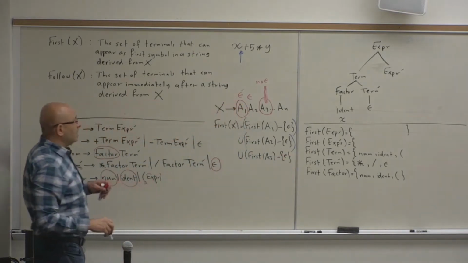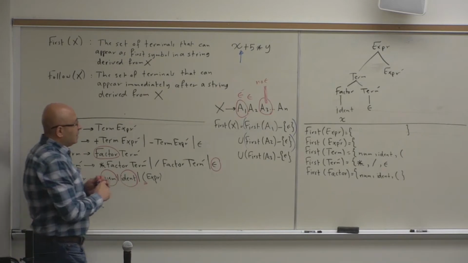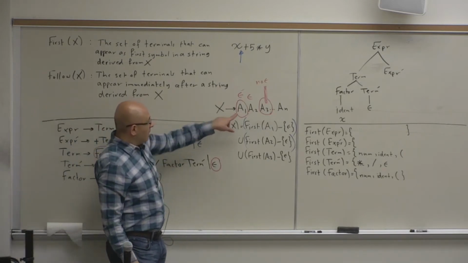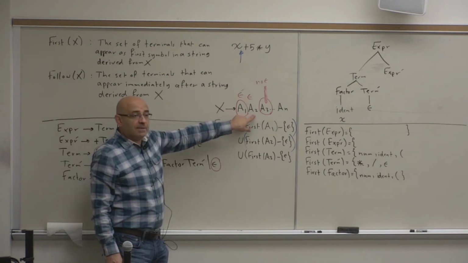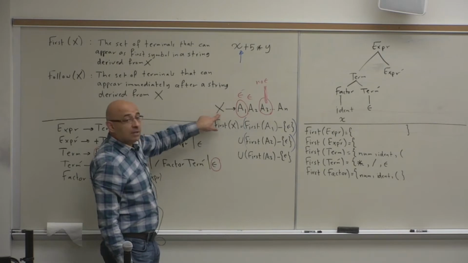Now, why are we not including the epsilon? If first of A1 has an epsilon in it, and first of A2 has an epsilon in it, why aren't we saying that epsilon should go in the first set of X?